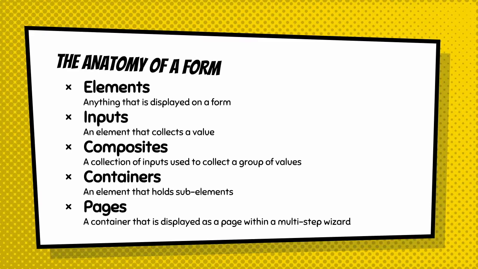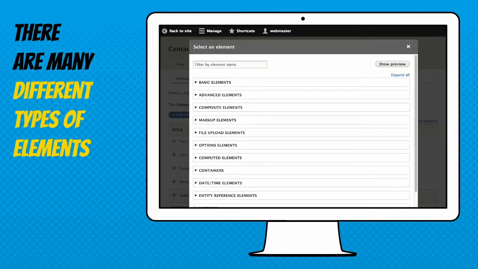HTML5 has support for a section element. And pages are containers, but I want to call them out because it contains a bunch of elements that are displayed in a multi-step form. They become individual pages in that process. And there are just many different types of elements that you can choose from.